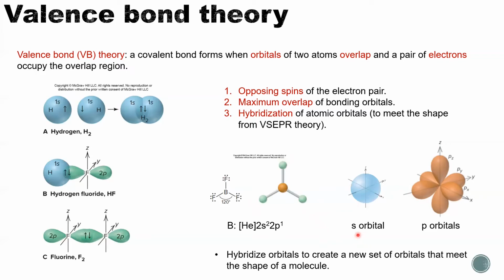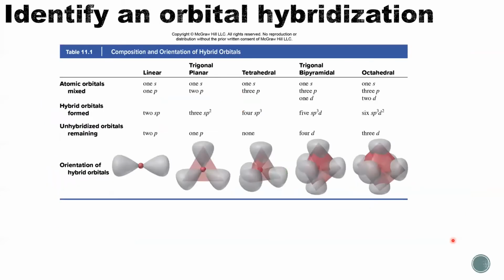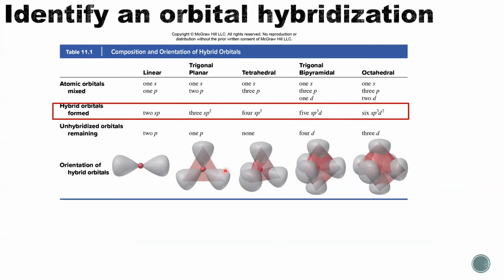Because of the limited numbers of s and p orbitals, we only have certain combinations of orbital hybridization. This is summarized in table 1.1. It gives you the hybridization of orbitals and also the corresponding orbital shape. What you need to focus on here is the hybrid orbital formed. If we have 1s and 1p orbital, we form the sp hybridization. We have a linear shape of the hybridized orbitals.